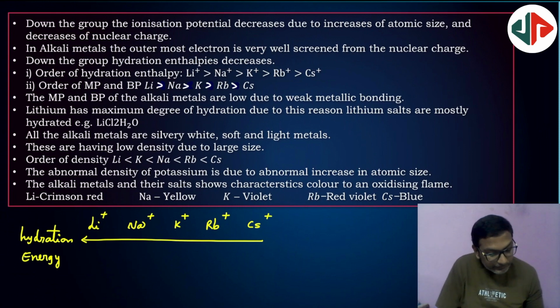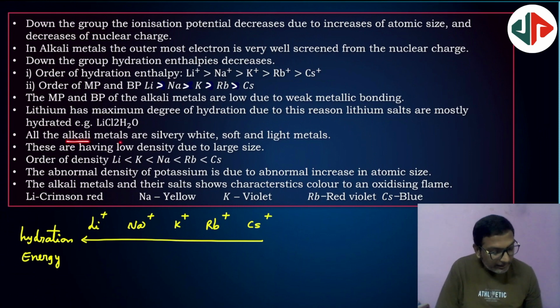Next. Melting and boiling points of alkali metals are low when compared to d-block elements due to weak metallic bonding. Their metallic bond strength decreases from lithium to cesium. When compared to s-block and d-block, melting and boiling points are more for d-block due to more metallic bonding. Next, lithium has the maximum degree of hydration due to small size. Therefore, it can form a hydrated salt, LiCl·2H2O.